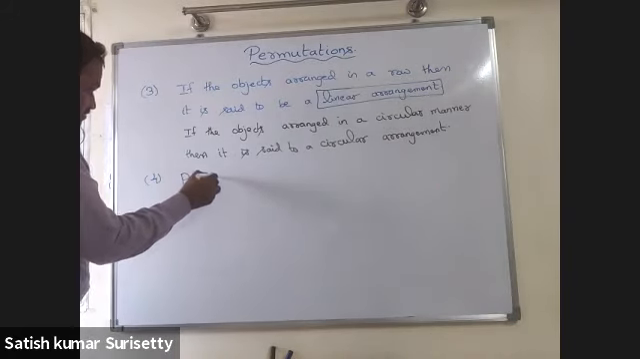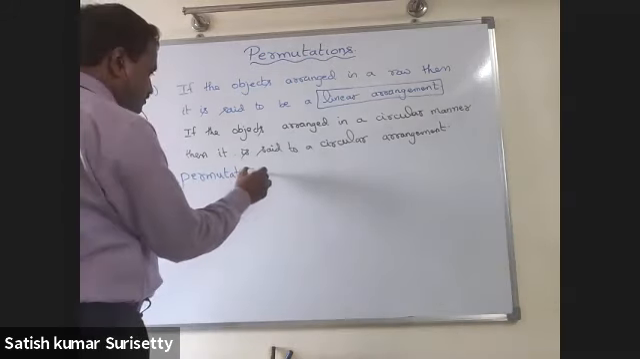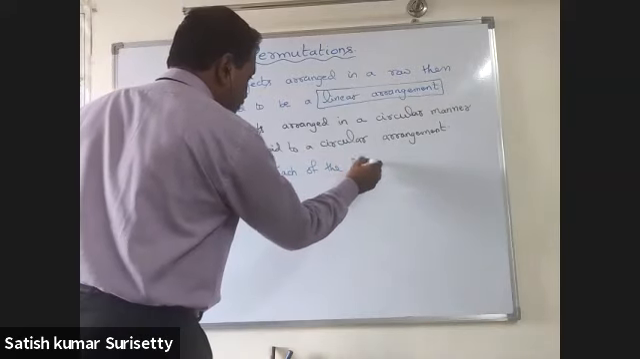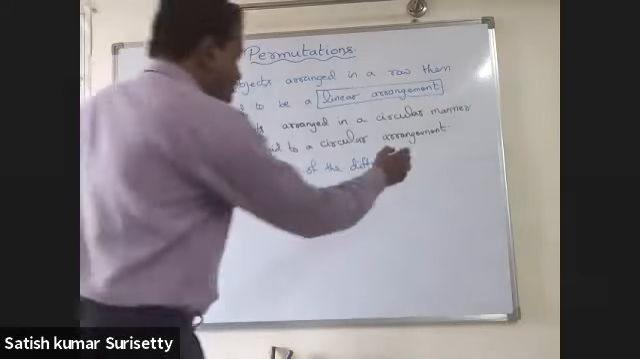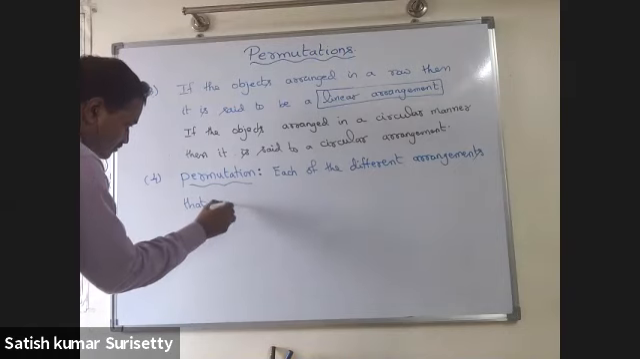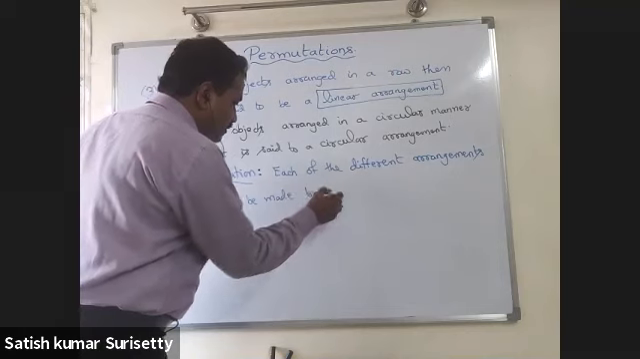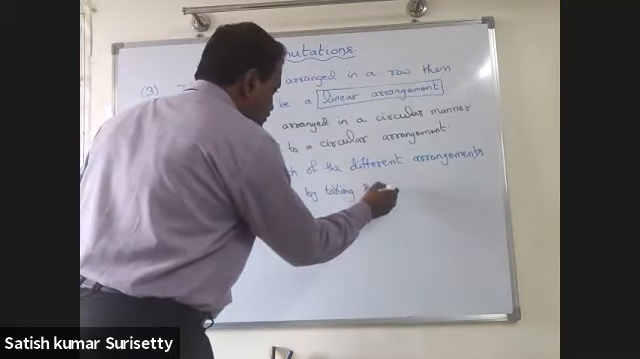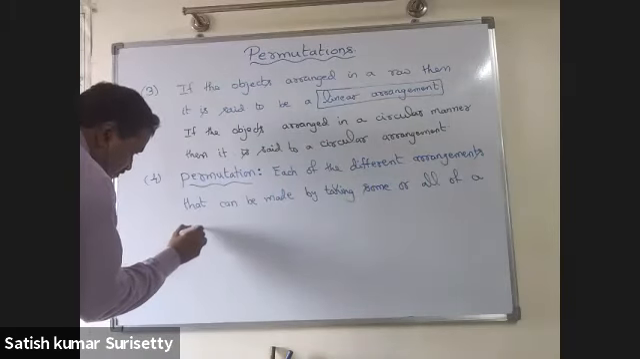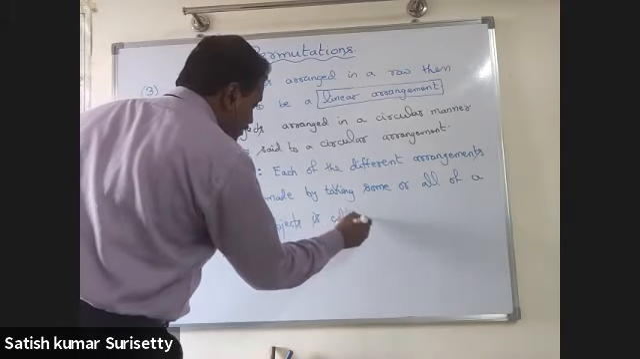Next, permutation. Each of the different arrangements that can be made by taking some or all of a number of objects is called a permutation.